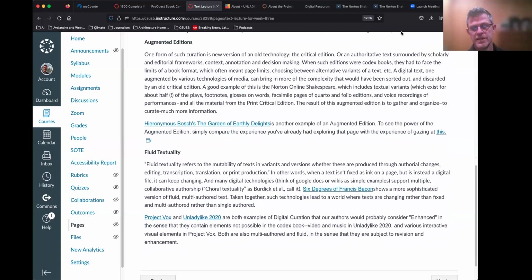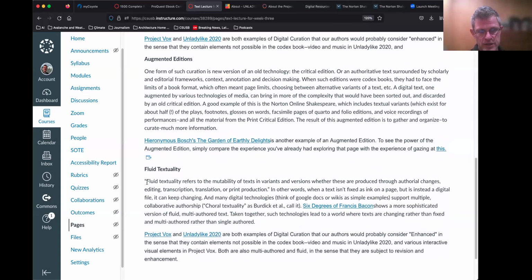So obviously, the Norton Shakespeare that I bought 3 or 4 years ago hasn't changed since I bought it, right? I mean, I've written in it, but that's it. But the online ebook, in fact, when I opened it up to talk about it here today, I had to download another pack of software because I haven't looked at it for a while, which means that it's changed, right? It's a fluid text. They define fluid textuality this way.